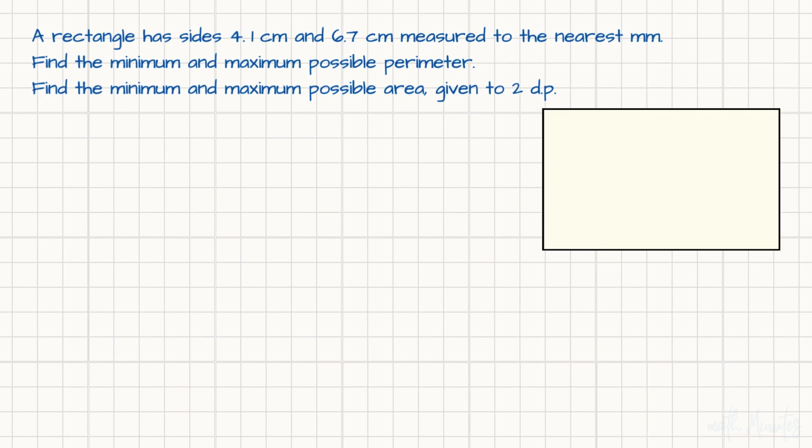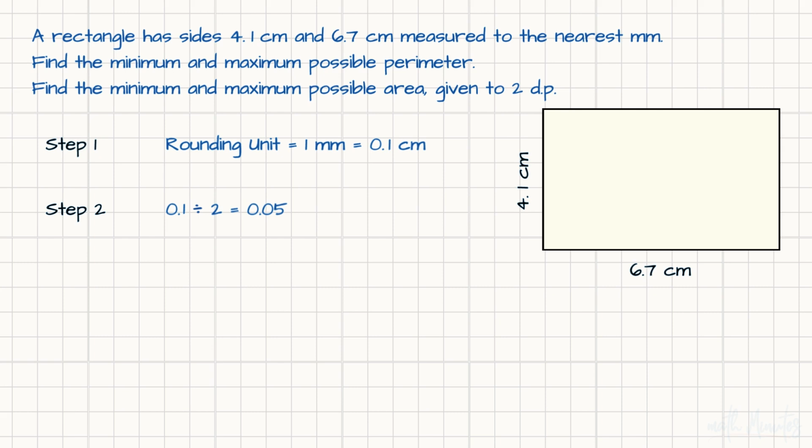Now let's move on to a more mathematical example and calculate with rounded numbers. Suppose we have a rectangle with sides 4.1 centimeters and 6.7 centimeters, rounded to the nearest millimeter. Let's find the minimum and maximum possible perimeter. To work this out, let's first calculate the upper and lower bounds of the sides of the rectangle. First, let's identify our rounding unit, which is 1 millimeter, or in other words, we can write this as 0.1 centimeters. We divide this value by 2.